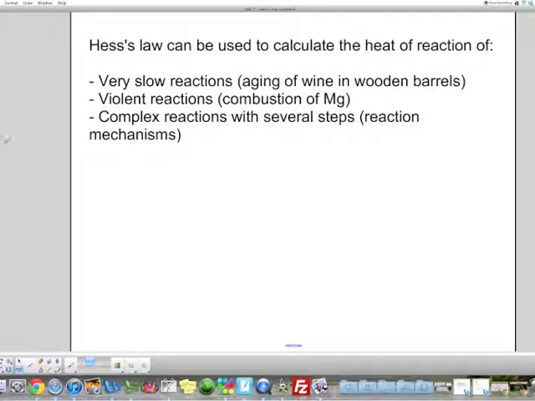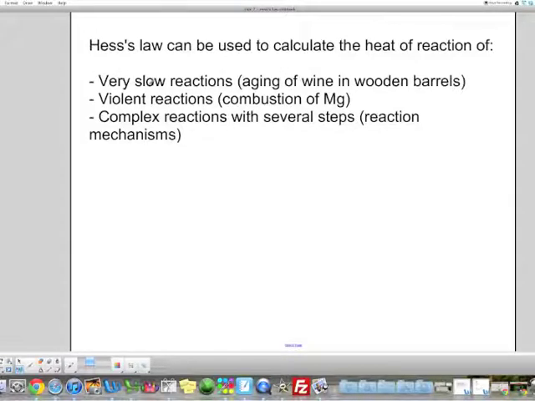So why or when do we use Hess's law? I kind of talked about it before. For very slow reactions, like the aging of wine in wooden barrels, certain reactions are so slow we can't actually observe the changes. The changes are made so gradually that we don't even know where one starts and the other one finishes. I'm talking about the different steps here. So let's say there's 5 steps to the aging of the wine. Well, those 5 steps may be so slow that you don't know where one starts and the other one ends. And because of that, we see the whole process as a whole, as if it was one big reaction when actually there are different steps to it.